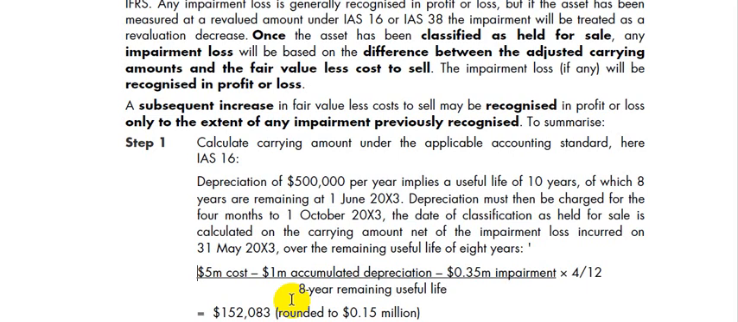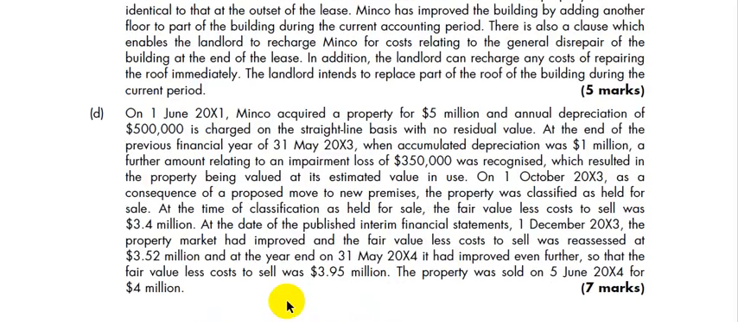But we only need how many months? 4 months from October. Mr. Crispin, where's the 4/12 coming from? So the 4 months is coming from June, the beginning of the year, to 1st October, the date on which it was proposed to move to a new premises, and the property was reclassified as held for sale.